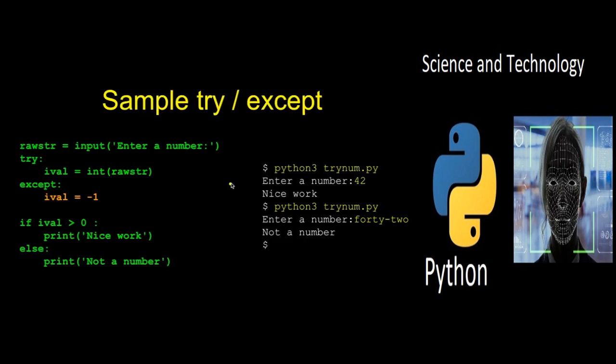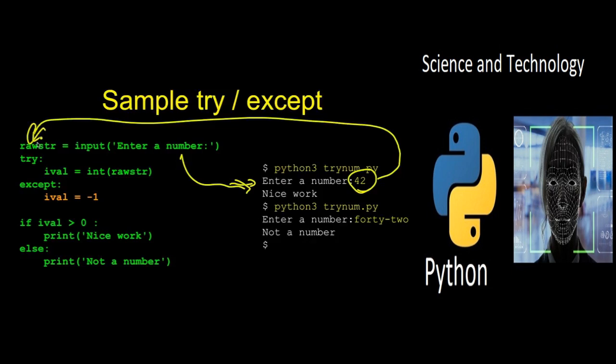So first time we run this program, out comes enter a number. We type in 42, which is a string. That 42 goes back into istr, runs in here. This runs, it's fine. That becomes a 42 number, so we skip the except block, and ival is greater than 0. We print out nice work, and we skip the else.